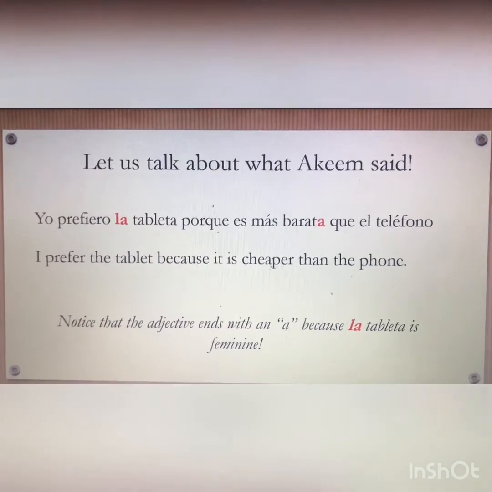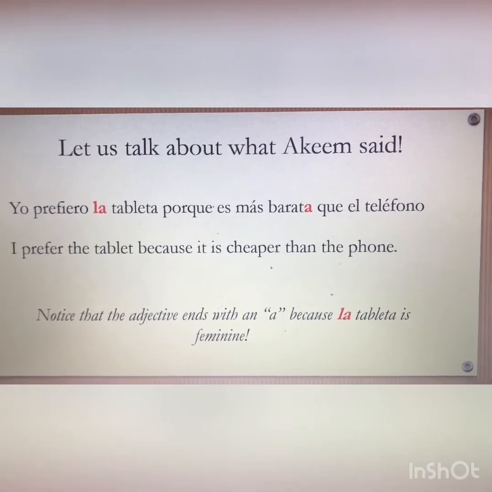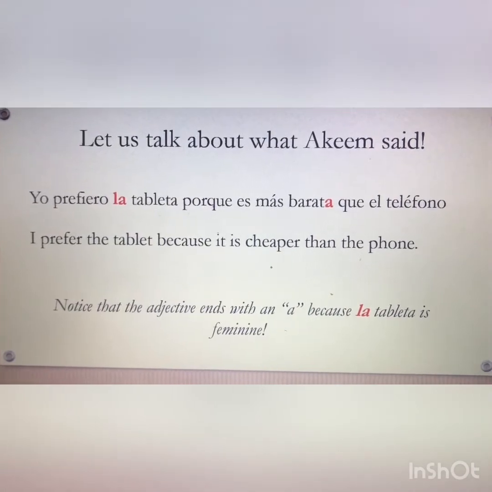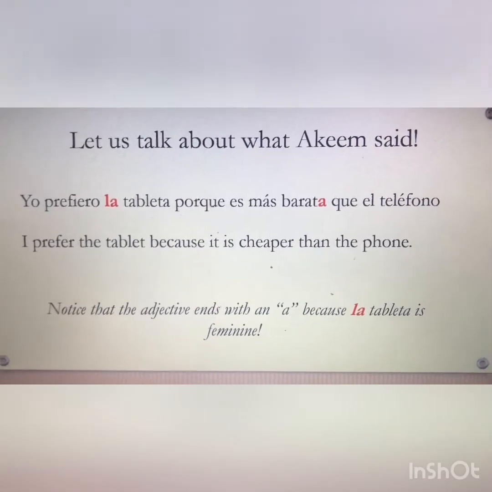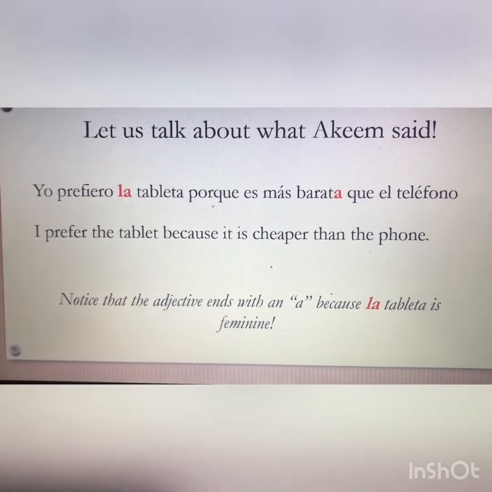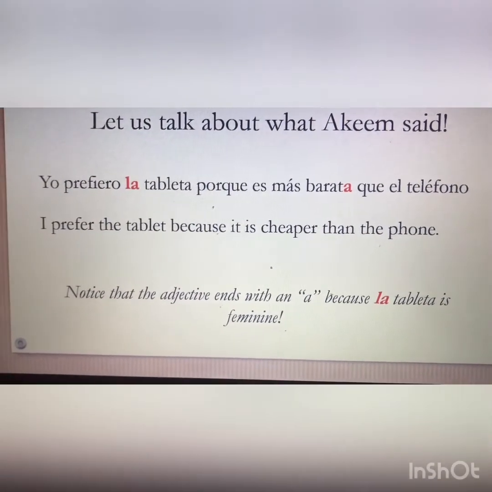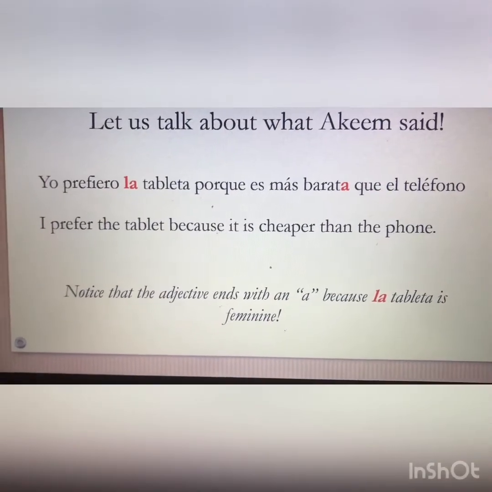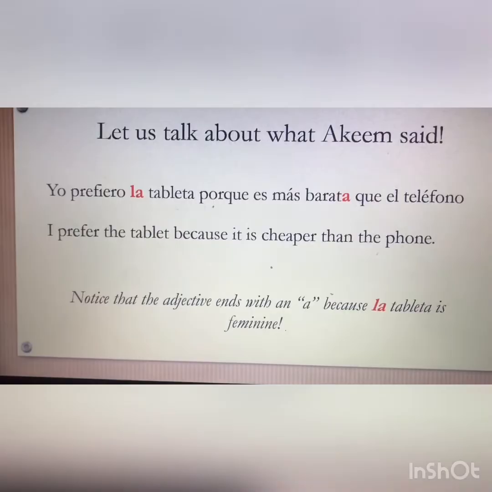So let us look at what Akeem said. He said, "Yo prefiero la tableta porque es más barata que el teléfono." And this means I prefer the tablet because it is cheaper than the phone. Now in this example, you will notice that the adjective ends with an A. Why is that so? Because la tableta is feminine, so the adjective also has to end with an A.